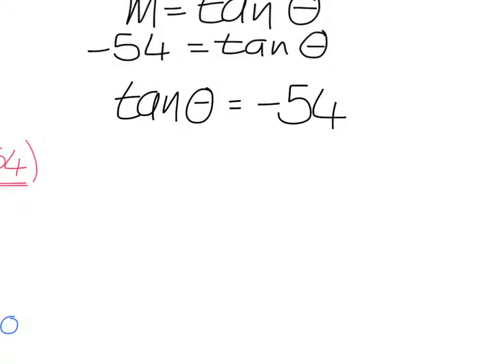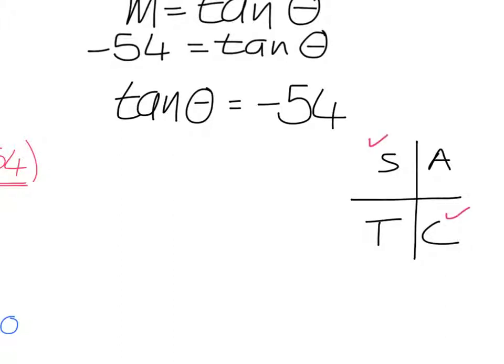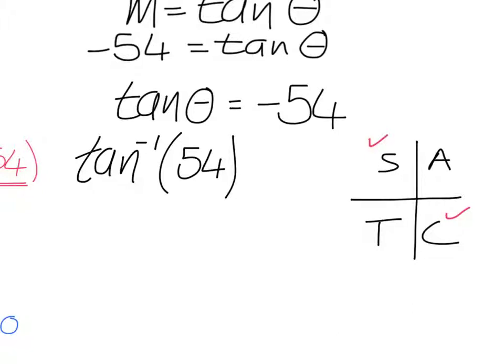So at this point, what we need to do is think about our CAST diagram. So we'll jot that down at the side also. We have our all quadrant, our sine, our tan and cos quadrant. Because we have a negative sign here, that tells us that the quadrants we are going to use are the sine and cos quadrants, which means if we do inverse tan of 54, remembering to leave off the negative sign, then we'll get our angle, which is 89 degrees.